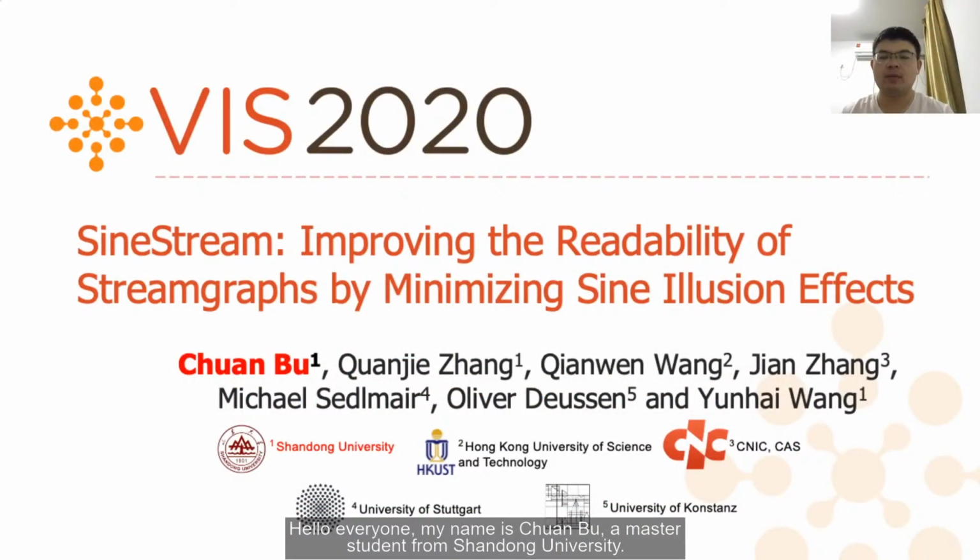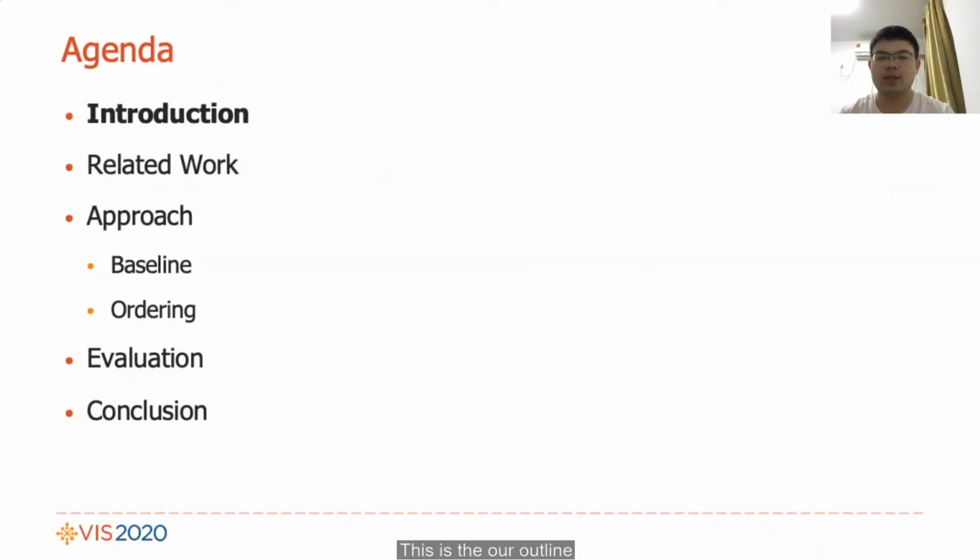Hello everyone, my name is Chen, a master student from Shandong University. Today, I'm glad to introduce our work, Science Stream, Improving the Readability of Stream Graphs by Minimizing Sign Illusion Effects. This is our outline.